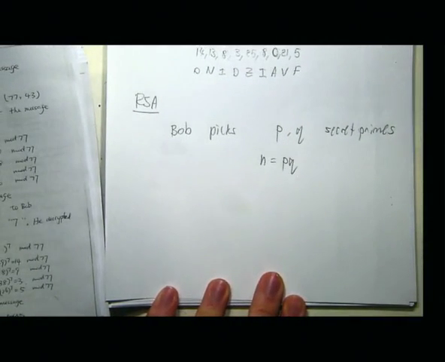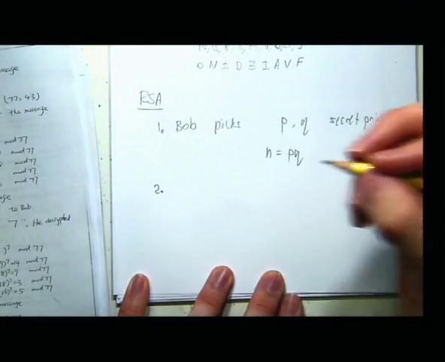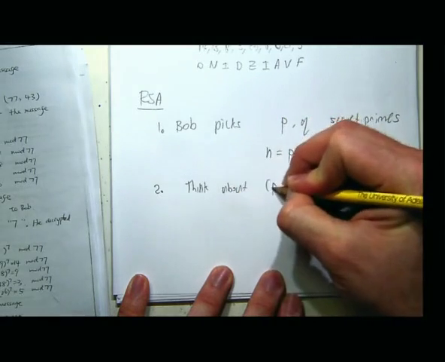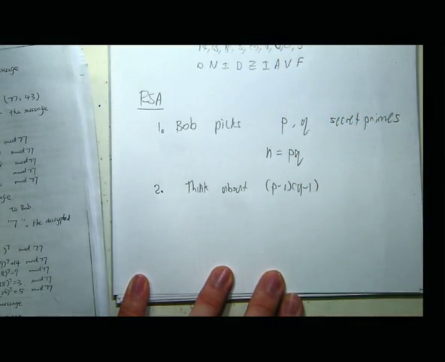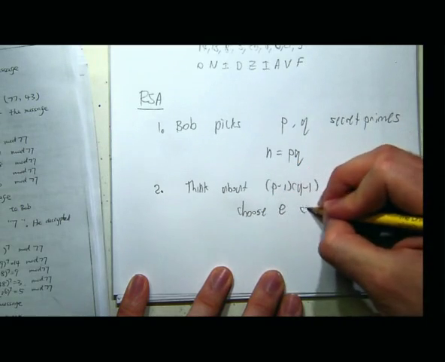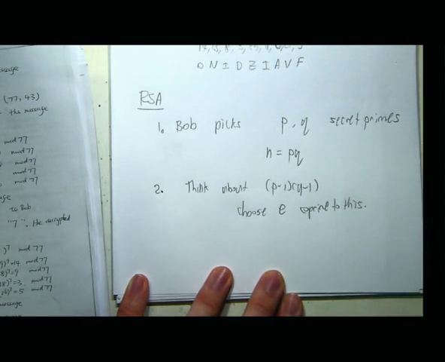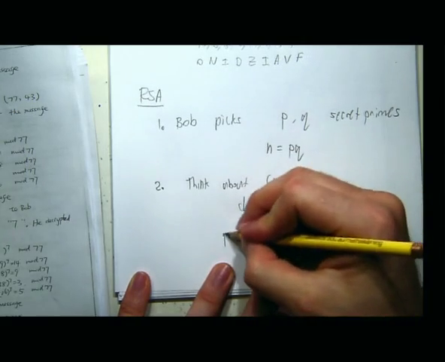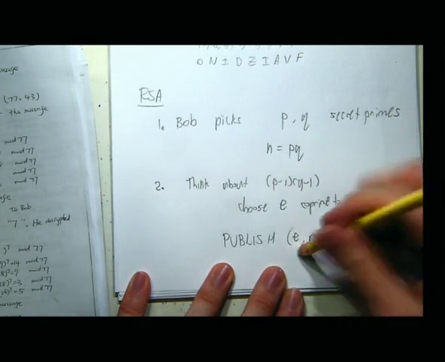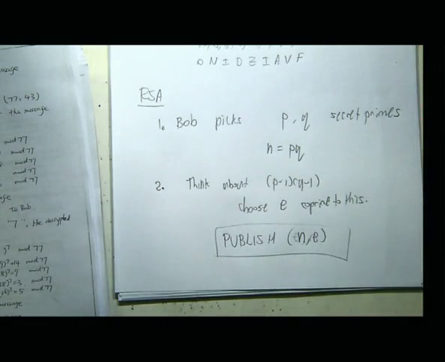Okay. And then what we do is we create a new number. So we think about the new number P minus 1 times Q minus 1, and then choose E co-prime to this. Good. And then you publish E and N. Sorry, I don't think it really matters, but we publish N and E. So we're just setting it up now.